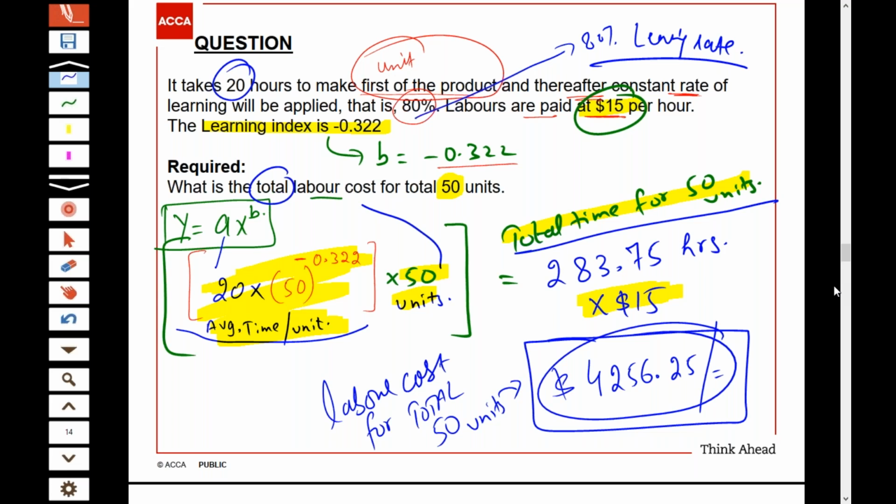Okay, I'm repeating once again. This 80%, Usman, I'm repeating this. This 80% means that labor time is reduced by 20%. If the learning rate might have been given 90%, that means labor time is reducing by 10%. Okay, now, students, I am moving towards my next slide, and the scenarios will be changed there.